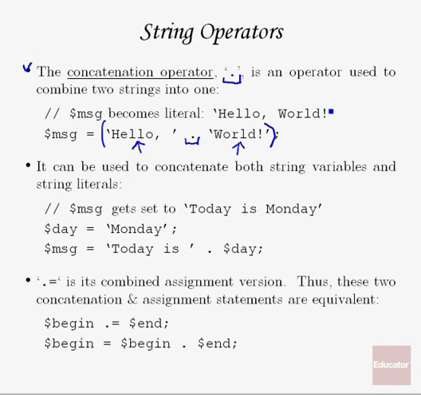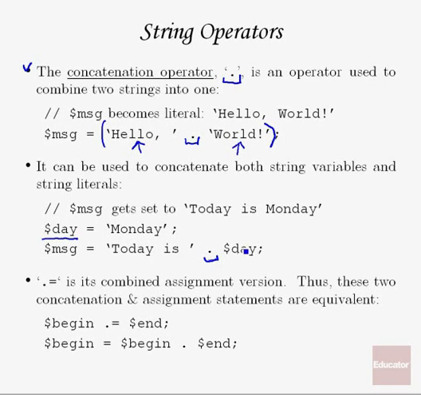And you can use this with both literals and variables. For example, we could create a variable called day, set it equal to Monday, and then we could create a variable that's going to hold a message. We started off with a string literal, today is, and that's one operand of the concatenation operator.